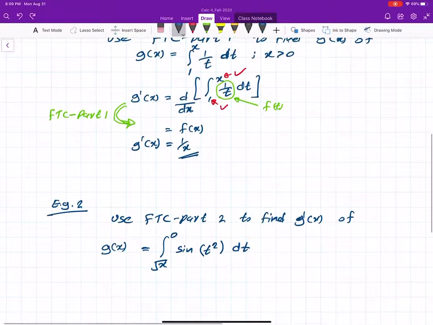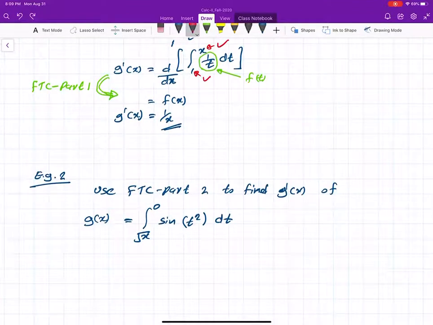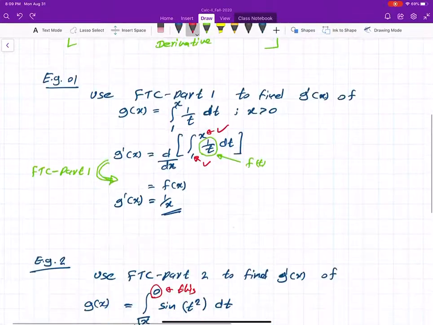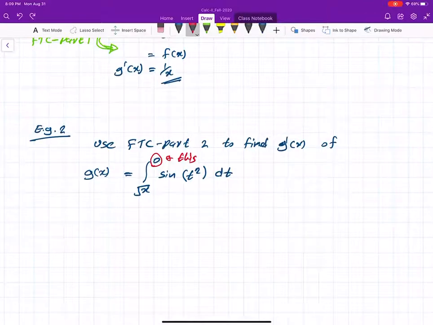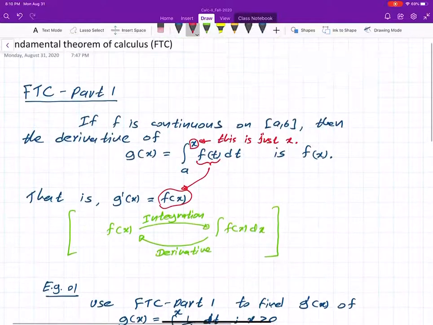All right, so the thing that you have to check is whether the upper limit is okay. For the upper limit, you need to have x. Otherwise, you won't be able to use the theorem. This should be x. Okay, so that is not satisfied. And here, this should be a constant. All right. So that's what the theorem says.